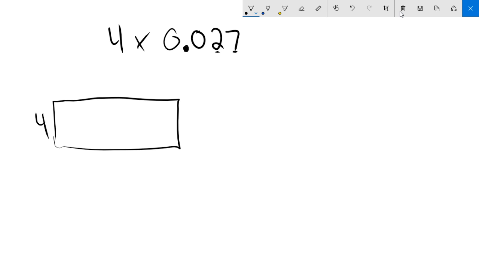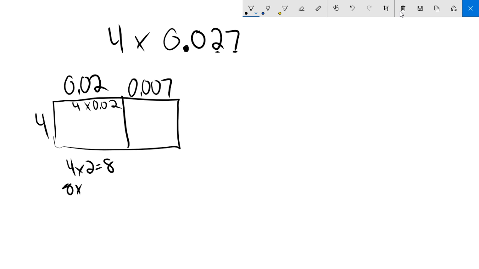My first place value, the first digit that I have, would be 2 hundredths. The second one is 7 thousandths. These are the things I'm multiplying. In this box, to find the area of this section, it's 4 times 2 hundredths, which is 4 times 2 is 8, and then 8 times 1 hundredth, because it's in the hundredths place value. So this 2 is equal to 2 times 1 hundredth. If we're multiplying, we've got to remember to make that happen. So when we do this, 8 times 1 hundredth is 8 hundredths. So that's this section.